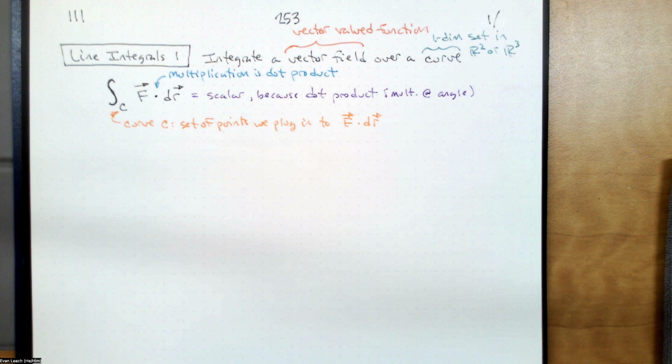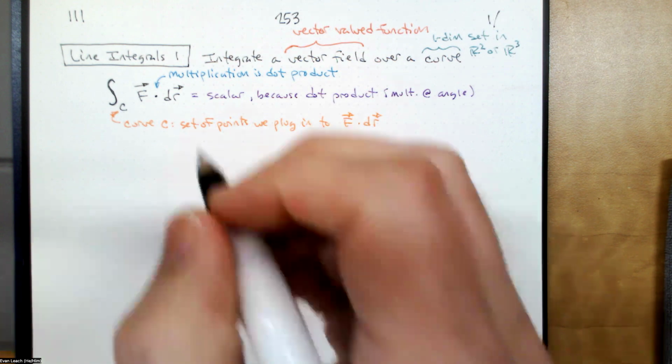Other than that, the notation is just like it always is. Oh, there's one last thing. The dr is a small piece of the curve C, just like it always is. The dx is the small piece of the interval from a to b. So in this case, the dr is some small piece of the curve C.